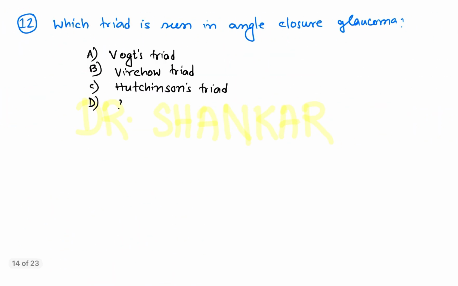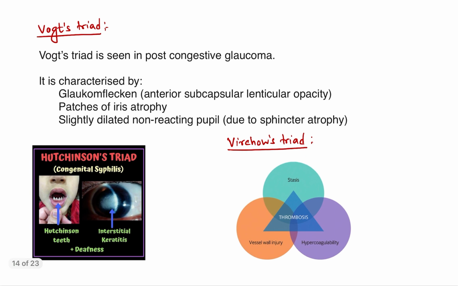Next, coming to question number 12, which triad is seen in angle closure glaucoma? Among these options, the right answer is Vogt triad. So this is seen in angle closure glaucoma. Let's learn about these options. First of all, Vogt triad. This triad is seen in post congestive glaucoma, and it consists of number 1, glaukomflecken or anterior subcapsular lenticular opacity, number 2, patches of iris atrophy, number 3, slightly dilated non-reactive pupil due to sphincter atrophy.